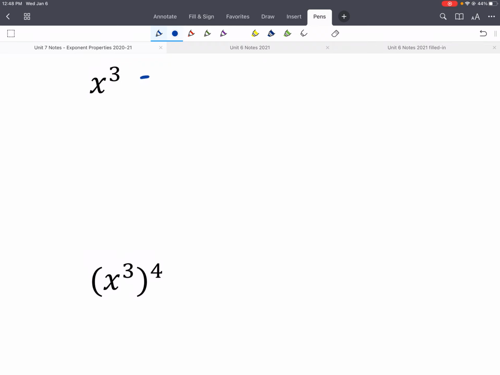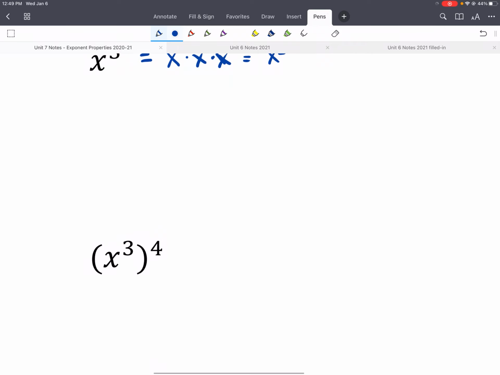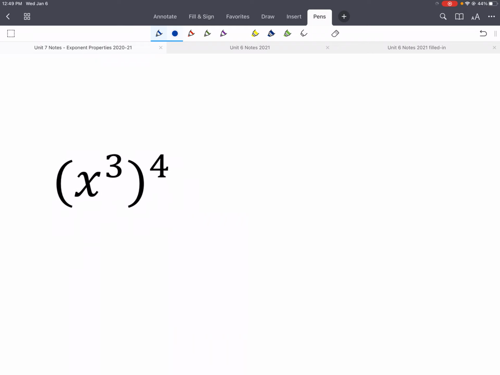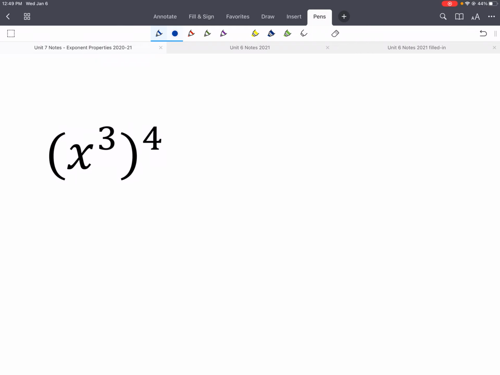In the past, if we wanted to expand something, we just went like that, and we had 3 x's, and if we were to expand it and simplify it, that just brings us back. Let's see what happens if we have a power on top of another power, or an exponent on top of another exponent. Let's start with the thing that's furthest out. Our outside exponent is a 4. If that's our exponent, then what is the base? Well, here the base is what is inside that parenthesis. It's x to the third.